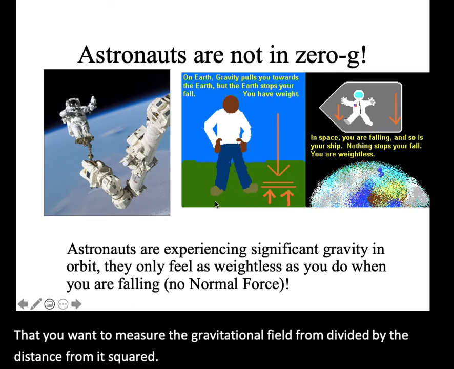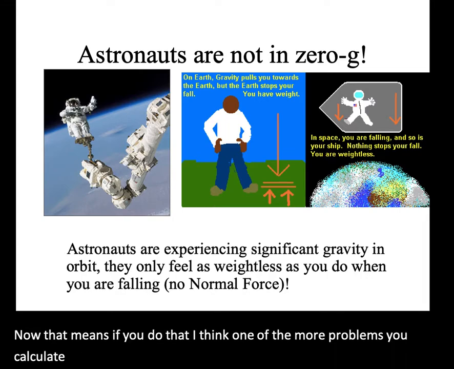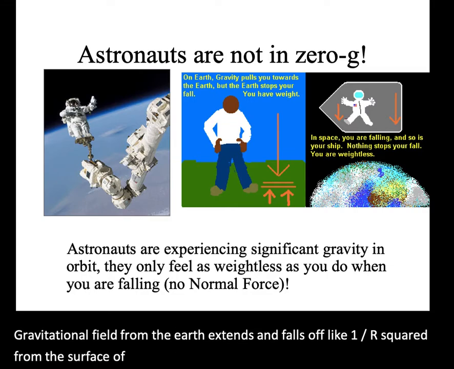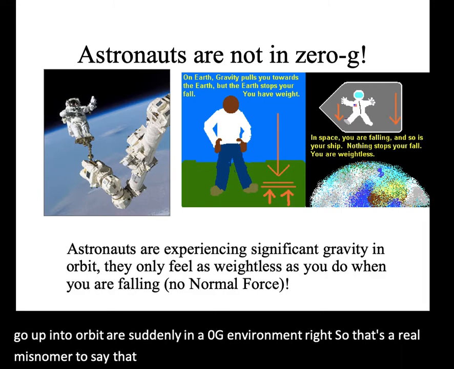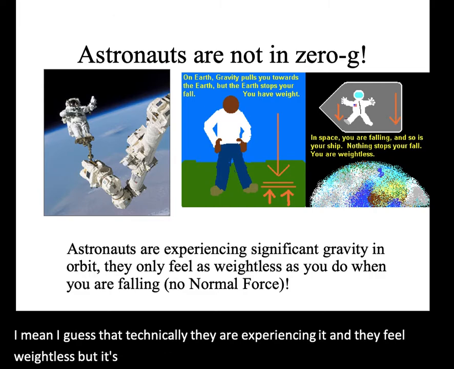Now, that means if you do that, I think one of the homework problems has you calculate that, you will find that the gravitational field from the Earth extends and falls off like 1 over r squared from the surface of the planet. It's not like these astronauts, when they go up into orbit, are suddenly in a 0G environment, right? So that's a real misnomer to say that they're weightless or that they're experiencing 0G. I guess technically they are experiencing it and they feel weightless, but it's not because of lack of gravity, right? It's because they're in constant free fall, right?